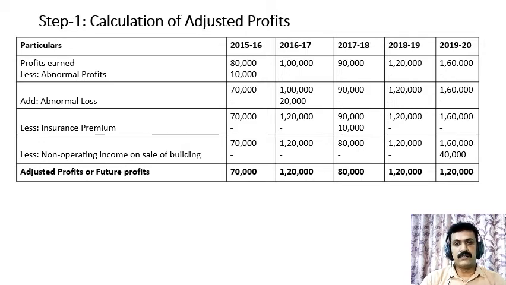And in the third year, we have insurance premium. It is a regular expenditure, therefore we have to deduct it, that is 10,000. So the resulting balance will be 80,000. And then we have a profit on sale of building. It is an abnormal profit, therefore we have to deduct it from the last year, rupees 40,000. And the resulting balances are to be treated as adjusted profits. That is 70,000, 1,20,000, 80,000, 1,20,000 and 1,20,000.